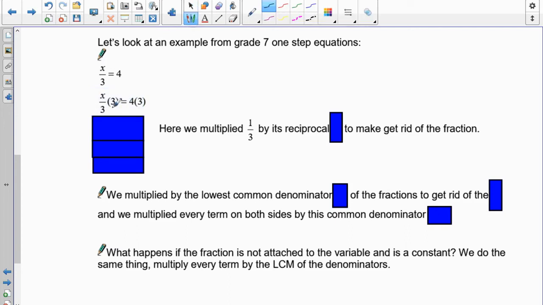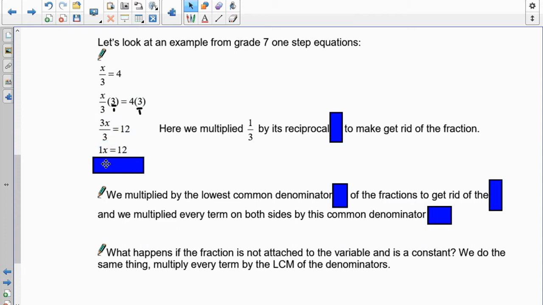Now, we don't usually put the 1 under here, but it's still there, right? Now 3 times x is 3x, 3 times 1 is 3. 3 divided by 3 is 1, and that leaves me with x. Now on the right hand side over here, 4 times 3 is 12, that's all over 1. Anything divided by 1 is itself, so that becomes just simply 12. And here we're now down to x is equal to 12.